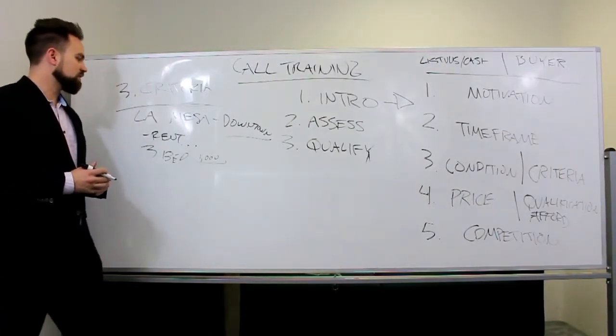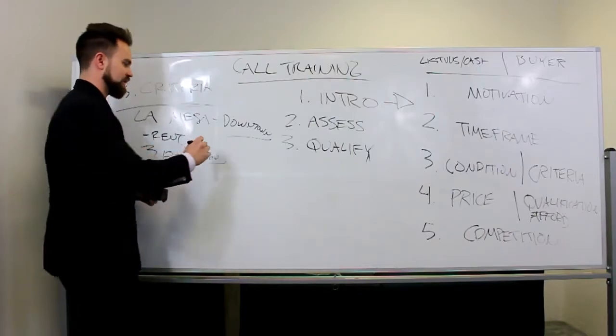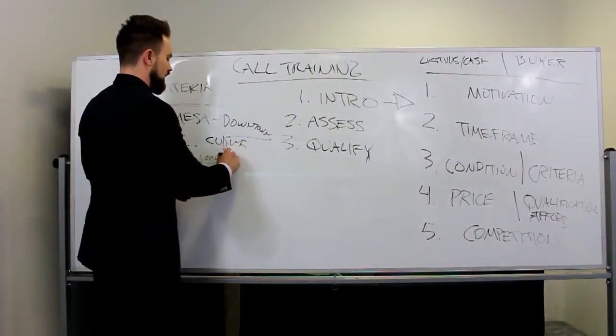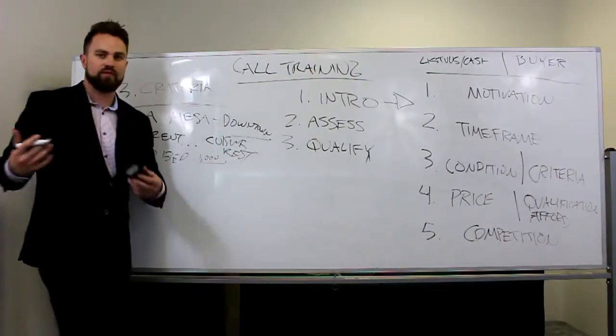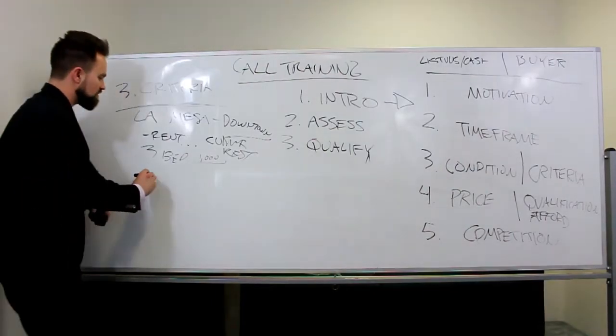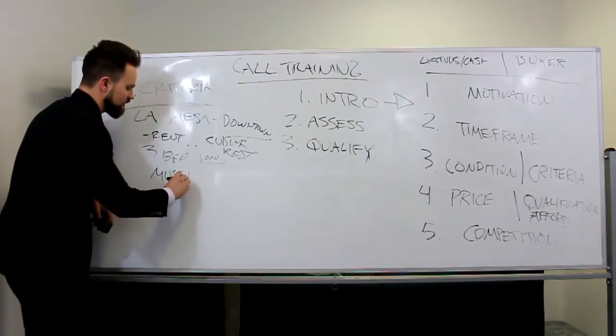Okay? Talk to them about neighborhoods. What else is important to you? Do you like good cuisine and restaurants? What do you do in your free time? These all can go down into the criteria for a buyer. What are some must-haves? Okay?